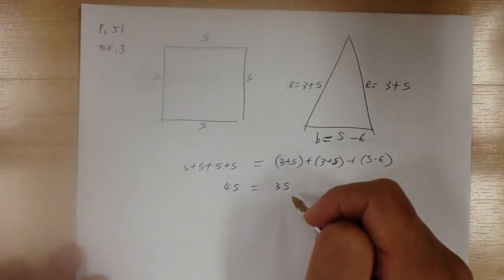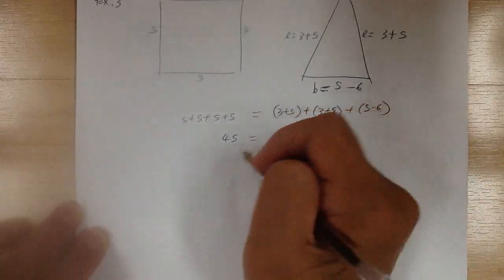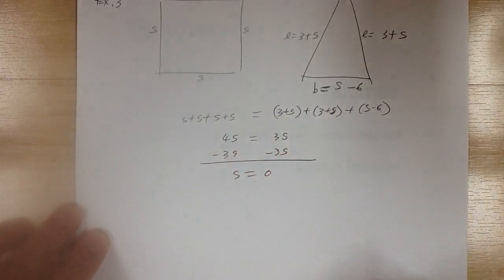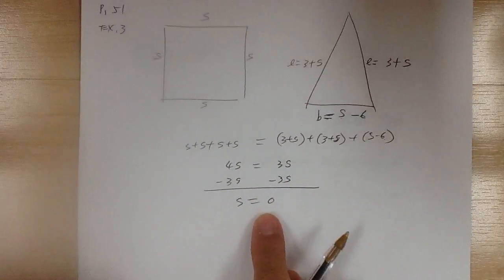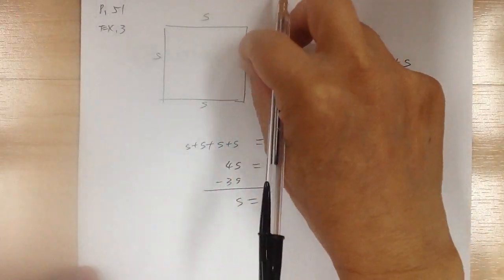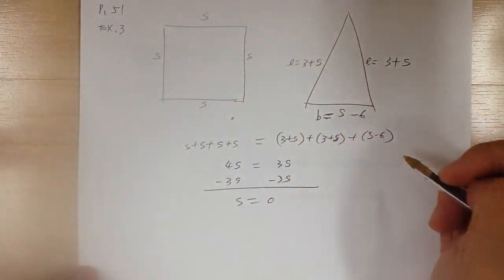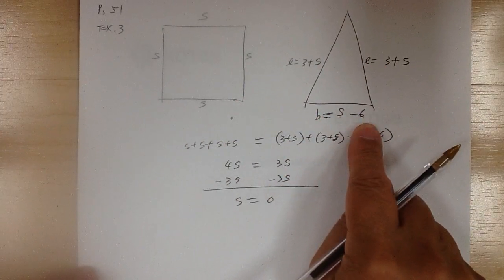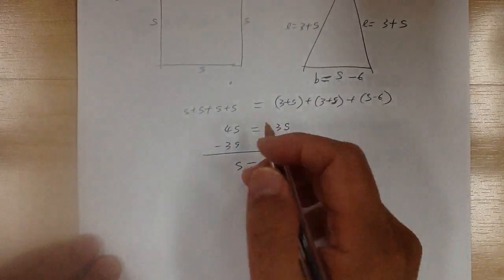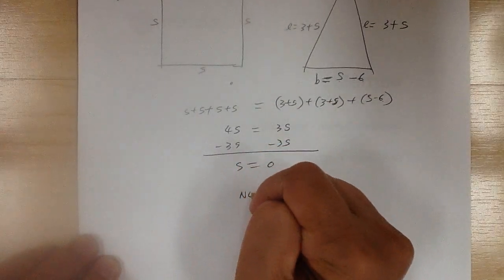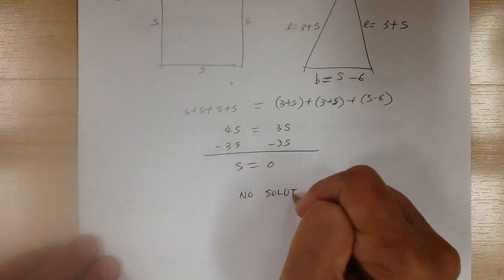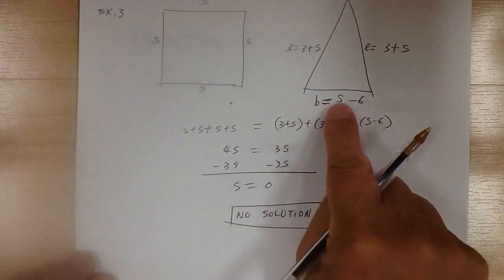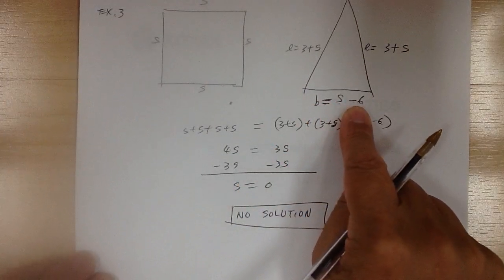And then when you solve, you minus 3S on each side, and you get S equal to 0. So when S equals 0, that means the length of each side is 0. So basically you have a dot. But if you put 0 over here, you get negative. So the base is negative 6. So this is impossible. In this case, there is no solution, because it is impossible. Because you have to check: if S equals 0, you put it over here, you get base equal to negative 6, and that's impossible.